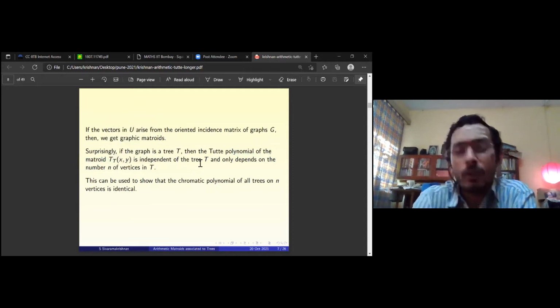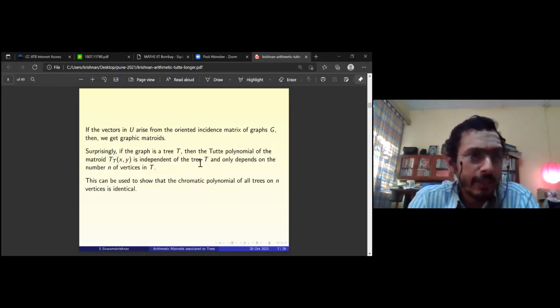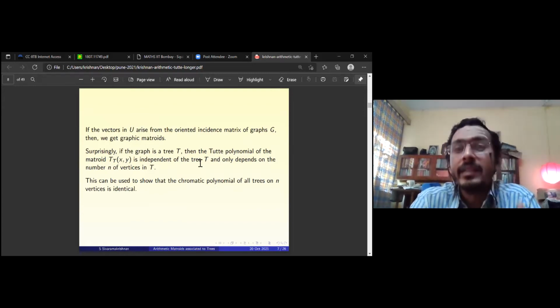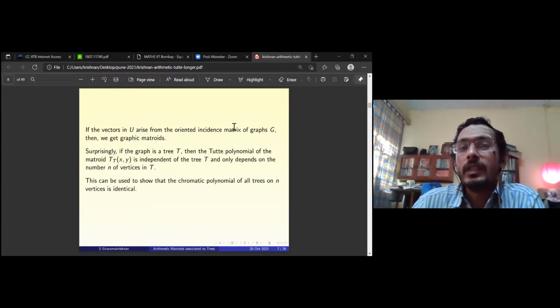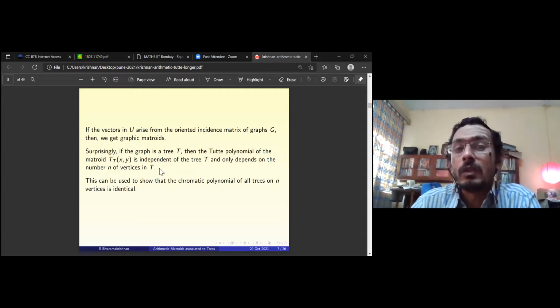And if the graph is a tree, the Tutte polynomial is actually independent of the tree. Just like what we saw yesterday, the determinant of the distance matrix of T was given by a nice formula. It only depended on the number of vertices and did not depend on the tree T itself. Like that, the bivariate Tutte polynomial associated to the oriented incidence matrix of a tree only depends on the number n of vertices in the tree. So this is also one of the good applications of the Tutte polynomial.